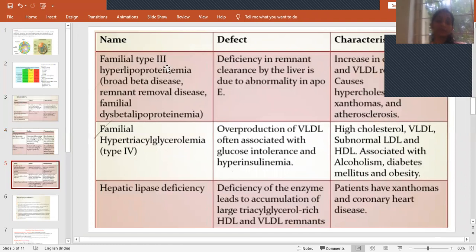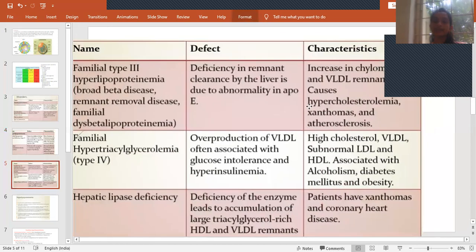And then familial type 3 hyperlipoproteinemia. This is also called broad beta disease, and then remnant removal disease. That means it's unable to remove these lipoproteins from the intestine. It is also called dysbetalipoproteinemia. That means there is a defect in beta lipoprotein. So what is the defect? Deficiency in remnant clearance by the liver is due to abnormality in ApoE. So it is caused by abnormality in ApoE.